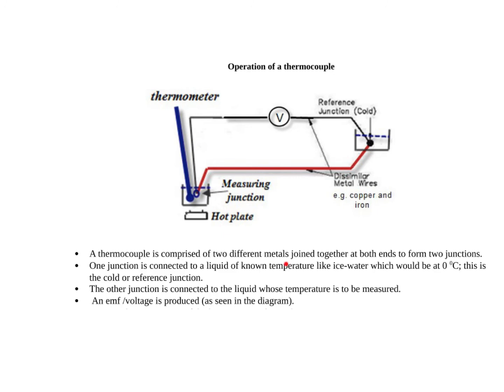So a thermocouple is comprised of two different metals joined together at both ends to form two junctions. These are two junctions here, two different metals here. You don't have to draw two different colours, just say they're dissimilar. One junction is connected to a liquid of known temperature. So for example, this here could be ice water at 0 degrees Celsius. That's a reference junction. The other is connected to a liquid whose temperature you're going to measure. An EMF will be produced, so if you hook them up to a voltmeter, you'll see that there's a reading for the voltage, right? And that will change depending on what the temperature is. And that's pretty much it.